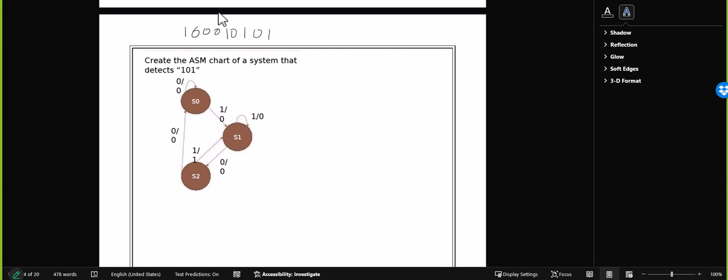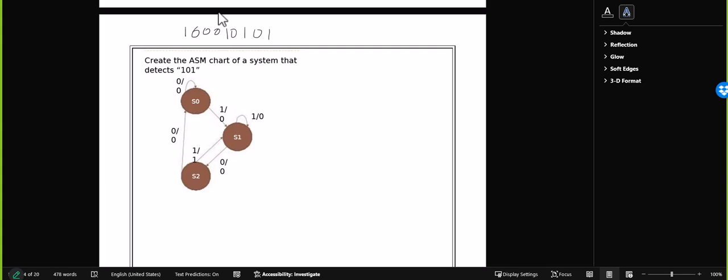And I get a 1, and I go to S1. And I get a 0, and I go to S2. And then I get a 1, and I get an output of 1, so it detected my 101. And I go back to S1. And then my next one, I get a 0. That brings me to S2. And then I get a 1 again, and it brings me to S1. It detected my 101, so it does seem to be working.